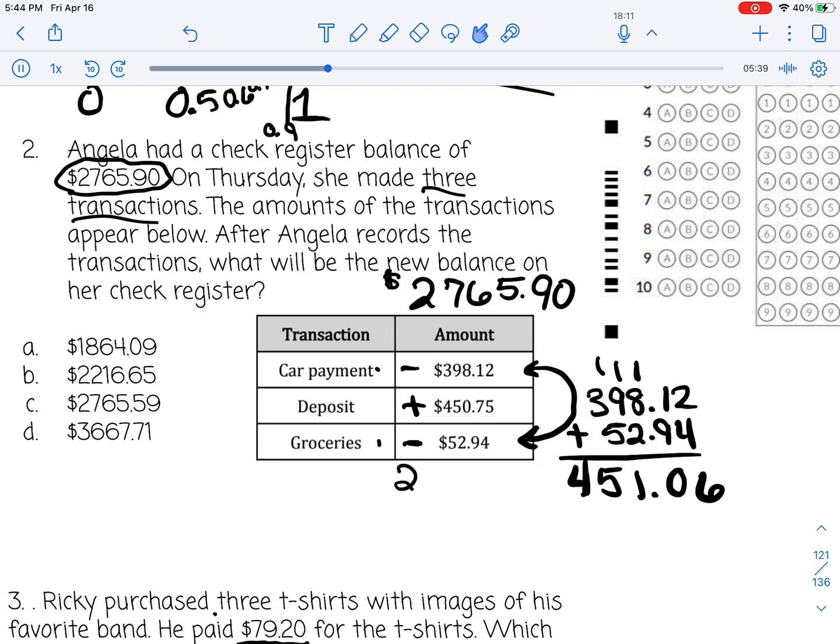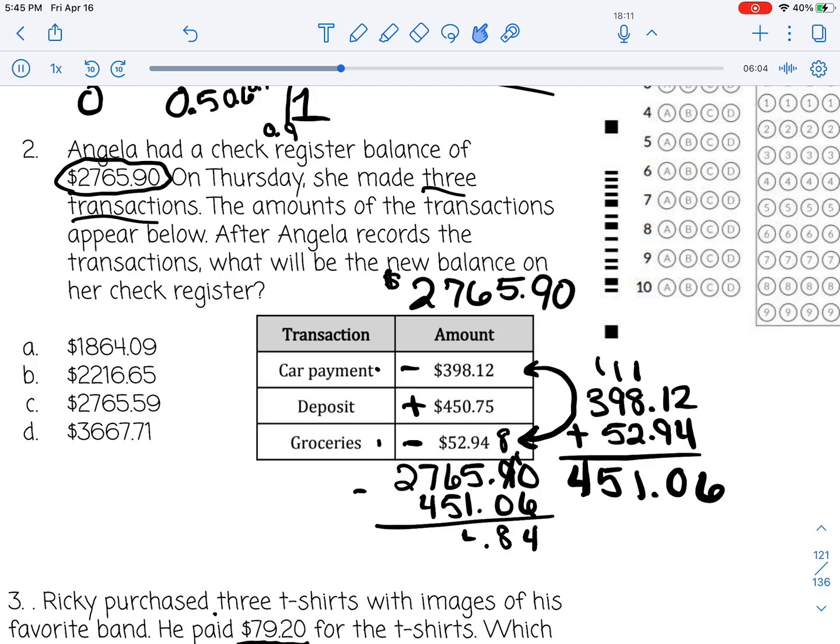So I'm going to take her balance, $2,765, and I'm going to subtract $451.06. Got a 10, that gives me 4. Subtract that 8, bring the 8 down. Gives me 84 cents.